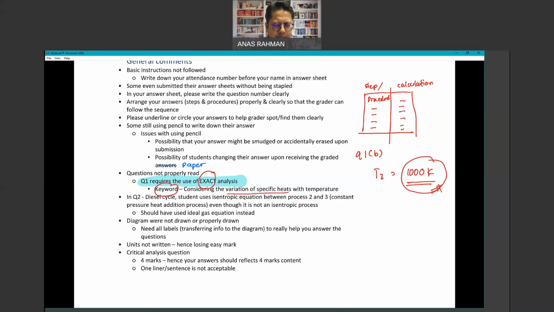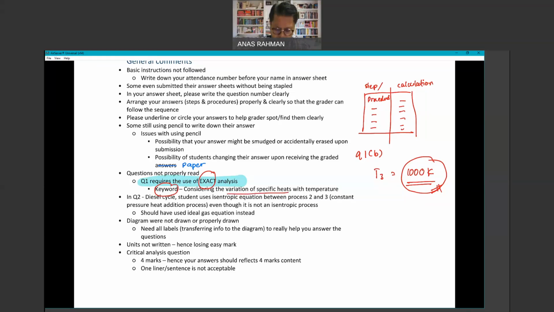So this is the big issue. When you do not give the answers required by the question, you lose marks. It is as simple as that. So please read the question carefully. Take your time to read the question.